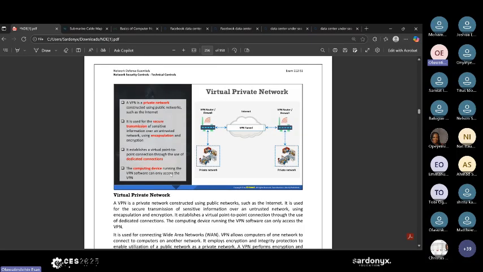So a VPN is a private network constructed using public networks such as the internet. It's just like having a private network on a public network, having a private network on the internet, which is secure. It's used for secure transmission of sensitive information over an untrusted network using encapsulation and encryption. We've talked about encapsulation before. It establishes a virtual point-to-point connection through the use of a dedicated connection.